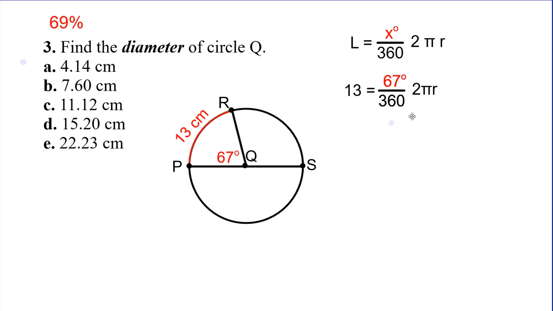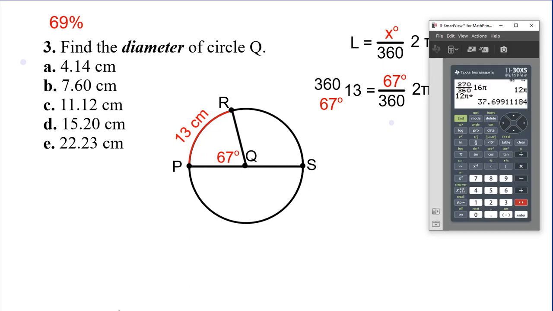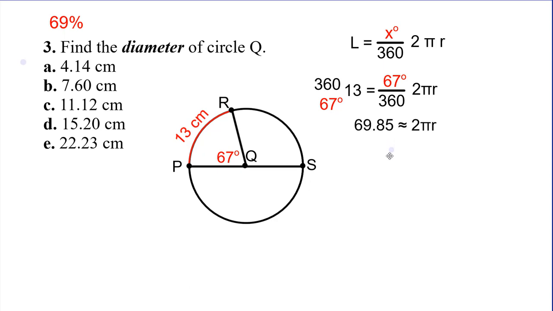Now we're talking. All right, so first thing I want to do to solve for the radius is multiply by the reciprocal. So divide by 67, multiply by 360. Of course, we're doing it to both sides, so this part's going to cancel out. So where's my handy dandy calculator? That's going to be 13 times 360 divided by 67. Okay, so 69.85 roughly. So 2 pi r is 69.85. And again, this is an approximation, so I'm using the approximately equal to symbol.